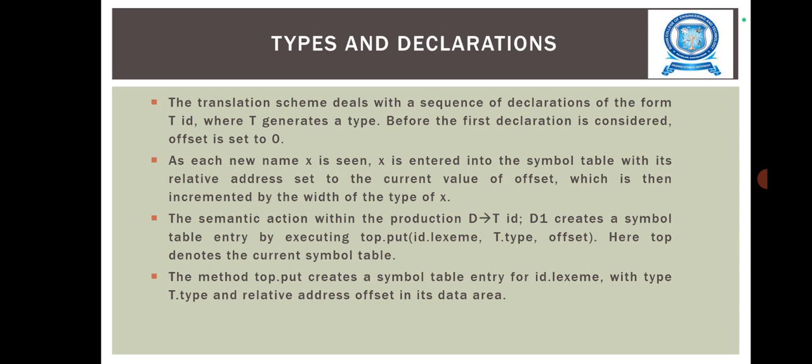The translation scheme deals with the sequence of declarations of the form T id, where T generates a type. Before the first declaration is considered, offset is set to 0. As each new name x is seen, x is entered into the symbol table with its relative address set to the current value of offset, which is then incremented by the width of the type of x. The semantic action within the production D → T id ; D1 creates a symbol table entry by executing top.put. Here top denotes the current symbol table. The method top.put creates a symbol table entry for id.lexeme with type t.type and relative address offset in its data area.